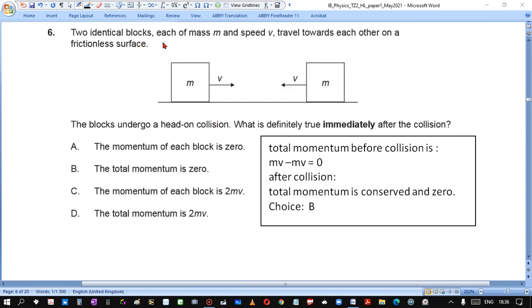Two identical blocks, each of mass m and speed v, travel toward each other on a frictionless surface. The blocks undergo a head-on collision. What is definitely true immediately after the collision? Total momentum before collision is 0, because there are no external forces. After collision, total momentum is conserved and 0. So choice B is the best answer.